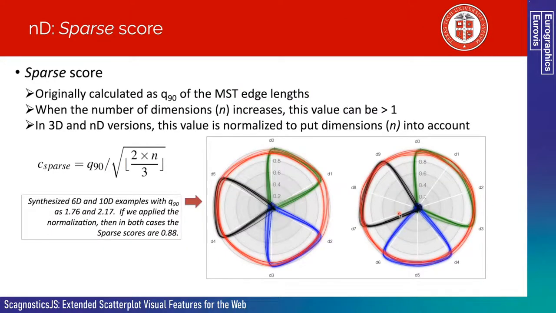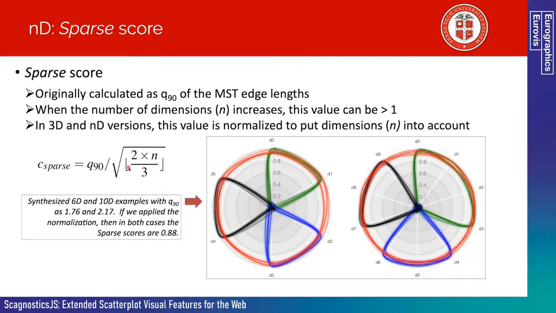The sparse score was originally calculated as Q90 of the MST edge lengths. When the number of dimensions n increases, this value can be greater than 1. Therefore, in 3D and ND versions, this value is normalized to take dimension n into account. The sparse score is now divided by 2 times the dimensions over 3. This is to guarantee that the value will not exceed 1 and it is compatible with the 2D version too.